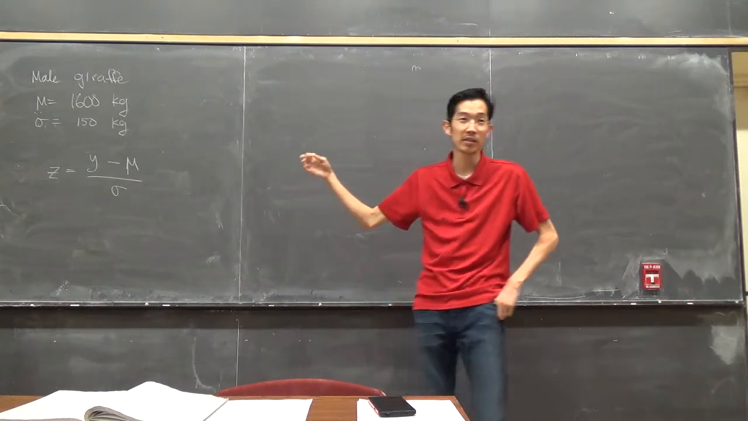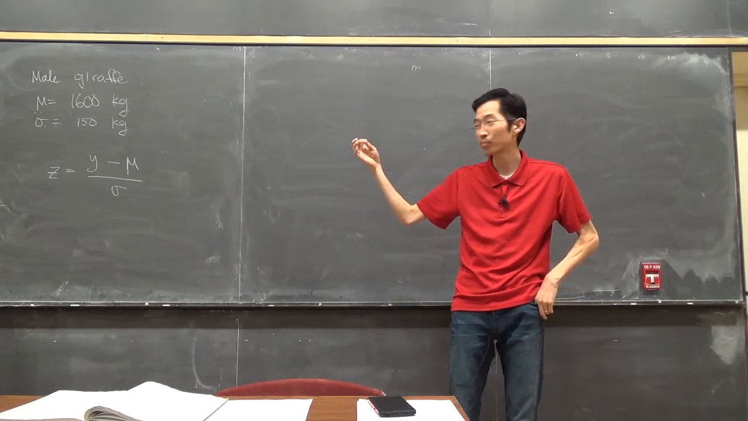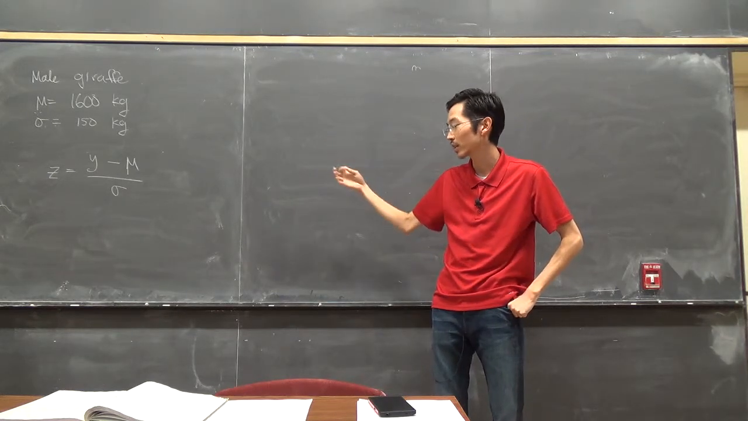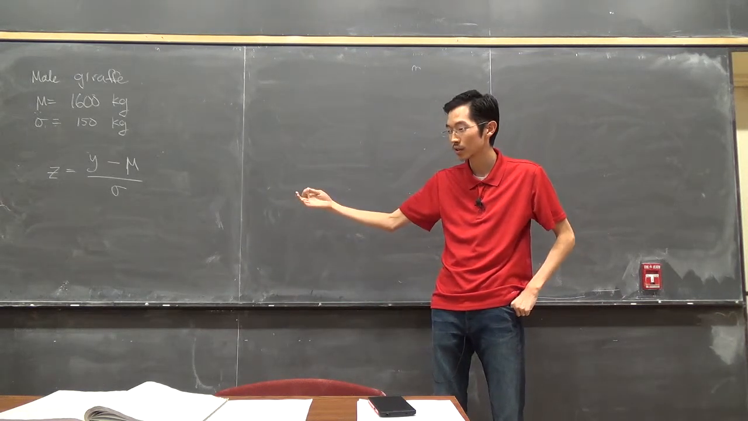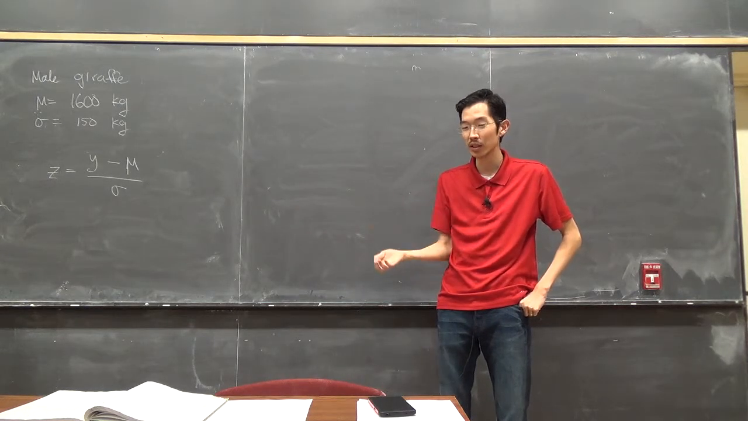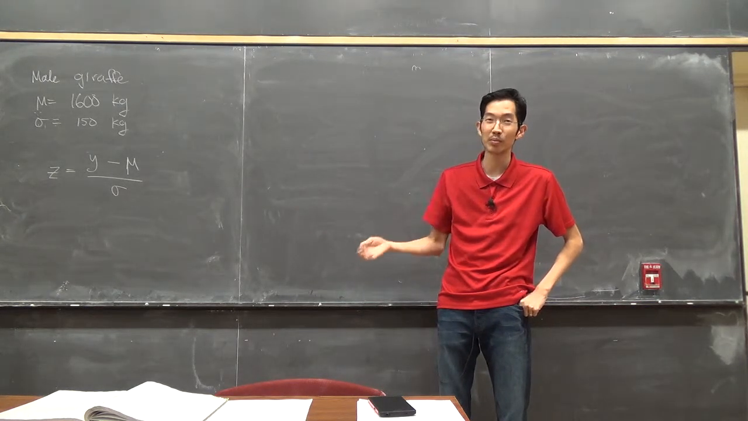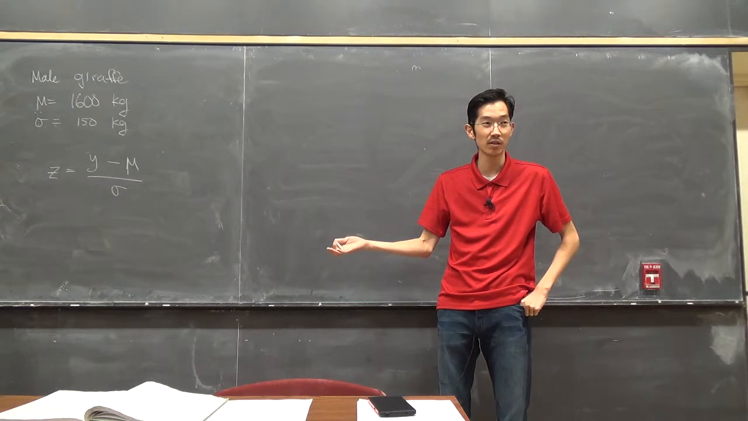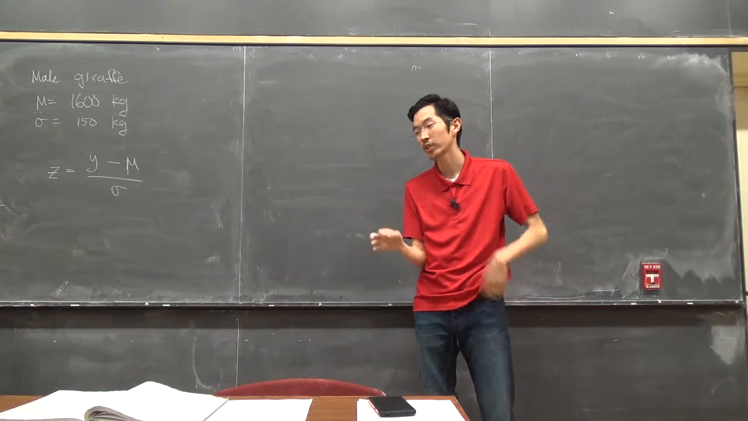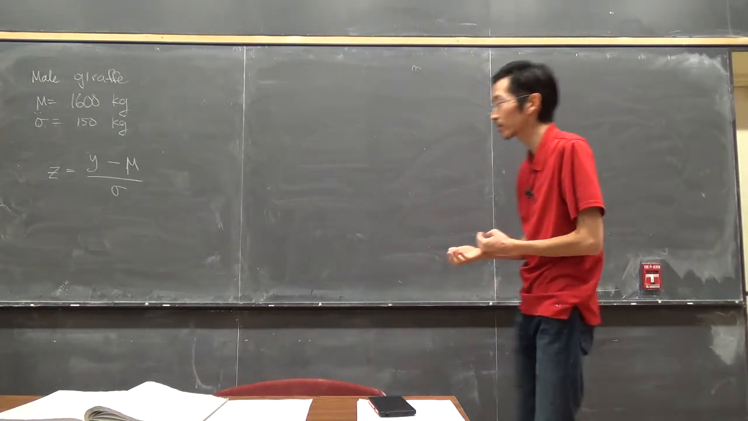Both questions are asking the same thing. The percentage or proportion of giraffes that weigh less than 1,500 kilos is the same as the answer to the question, if we select a giraffe at random, what's the probability that it's less than 1,500? So don't let that change of wording confuse you.